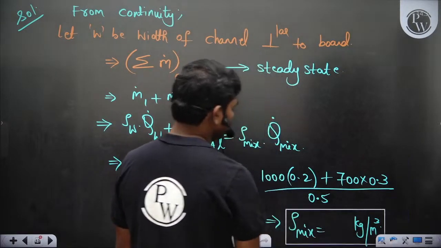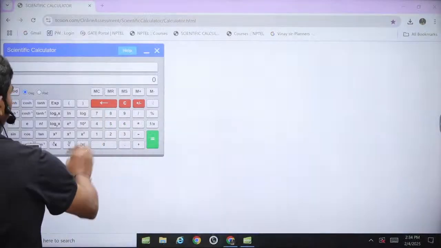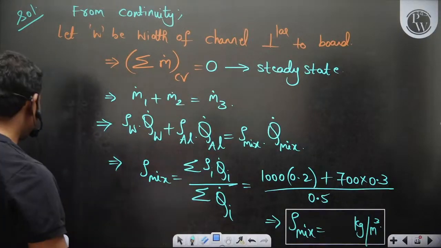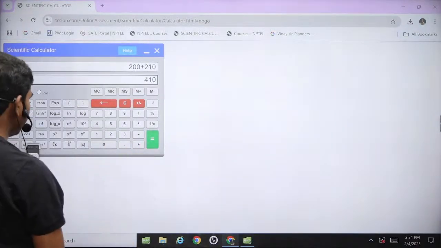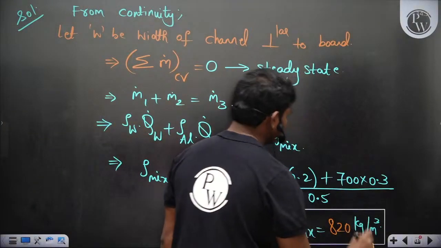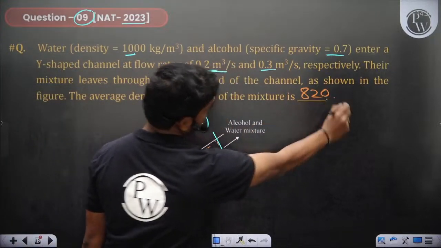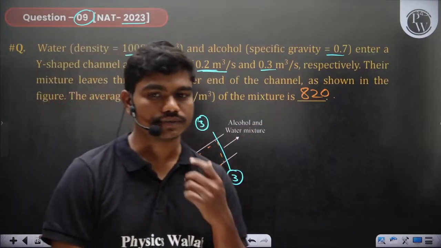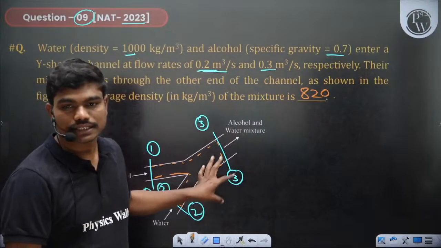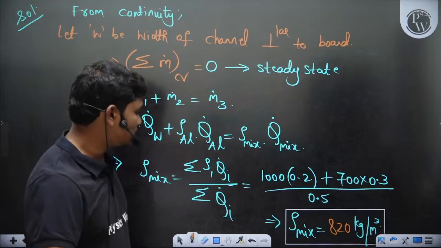The total discharge, both are liquids, so the discharge remains the same. So 1000 into 0.2 is 200, plus 700 into 0.3 is 210. So 410 divided by half, 820 kg per meter cube is the answer. So 820 kg per meter cube should be the actual density of the mixture when it's coming out. See, if dimensions are given, then it's a different story, but here we don't have any dimensions, so the discharge should be the same.